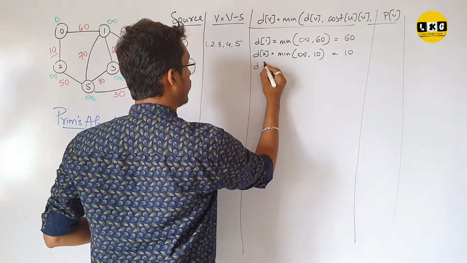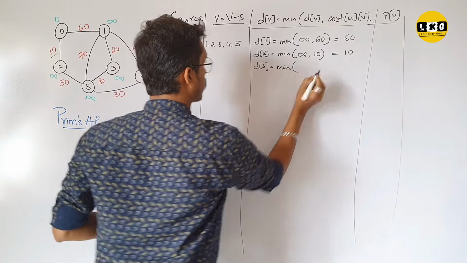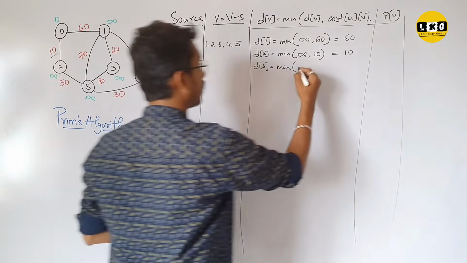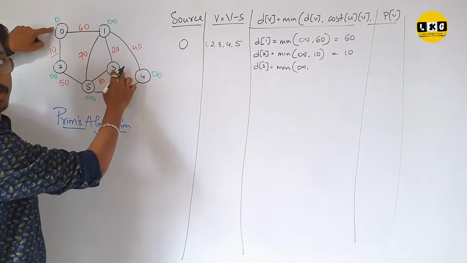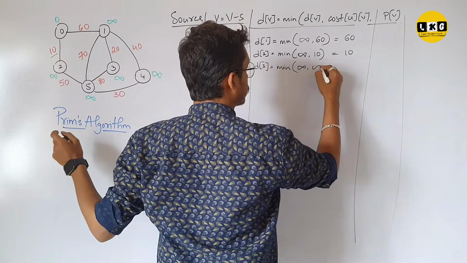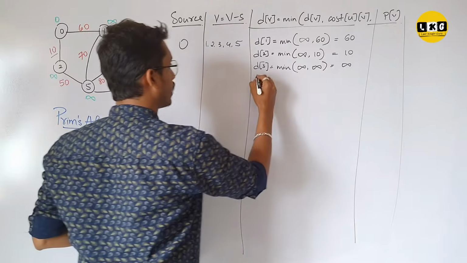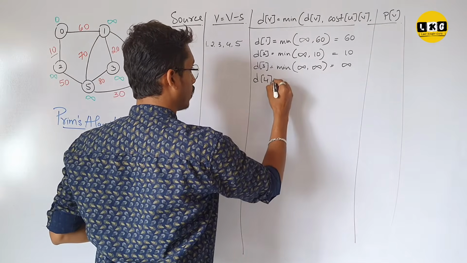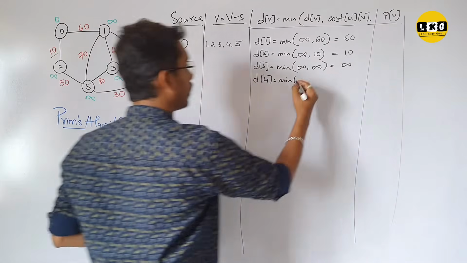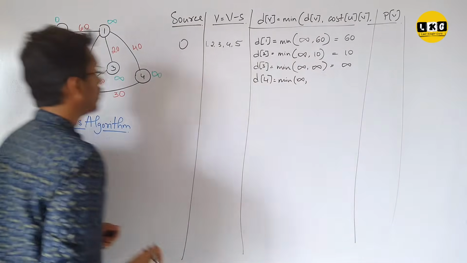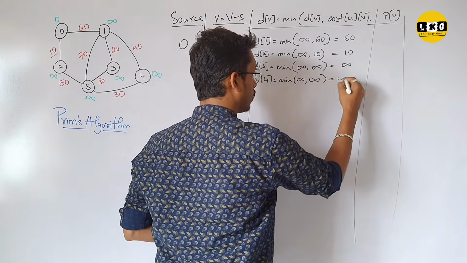Next comes d of 3. D of 3, minimum of, what is the cost of d of 3? Infinity, comma, what is the cost from 0 to 3? 0 to 3, there is no direct route. That's why this cost will also be equal to infinity, and this also will be equal to infinity. Next comes d of 4. Minimum of, what is the cost of d of 4? Earlier it will be infinity, comma, 0 to 4, no direct route. So this will also be equal to infinity.